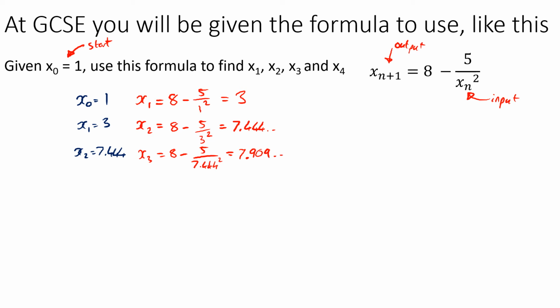And you'll notice that these are getting closer, so they should hopefully be honing in on an answer. So we've got x3 is 7.909, and then x4 is the other one we want to find. So x4 is equal to 8 minus 5 over 7.909 squared, which gives us 7.92 or thereabouts. Let's say 7.920, so we're going to 3 decimal places as well. Now, the only thing that's missing from this question is they'd want to specify how many decimal places you give your answer to, but we're just sort of learning at this time.